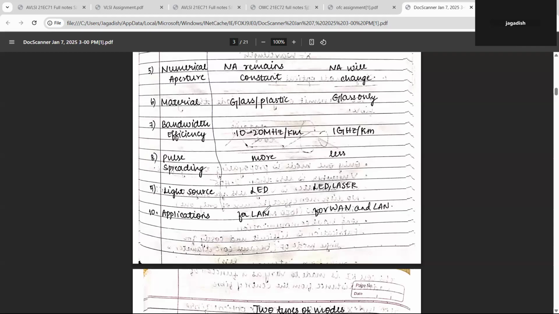LAN is local area network. I hope you will be knowing it. WAN is wide area network. Wide area and local area network. Okay, these 10 differences you have to remember. Will you remember, students? Step index and graded index.